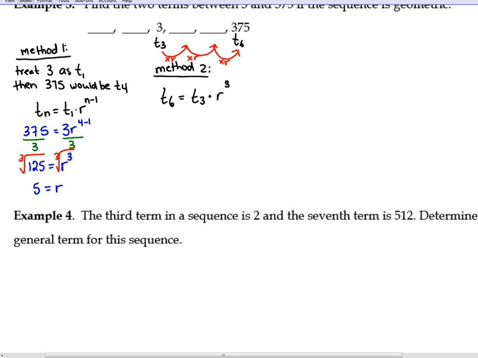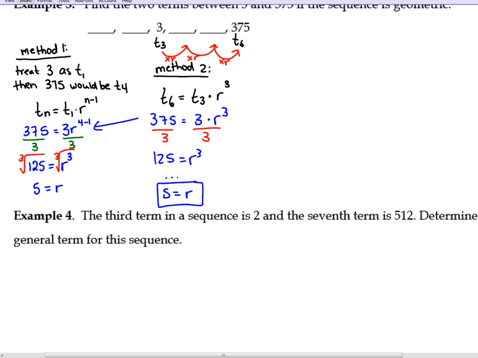Okay? And so from there, it's essentially the same formula, right? Because term 6 is 375. Term 3 is 3 times r cubed. Is that not the same thing as what we did here? I don't know, is it? Divide by 3, and then cube root it. It's the same thing, and so forth. 5 is equal to r. It's the same thing. So both methods work. It's really up to you. You can either build your own formula or treat term 3 as term 1, and then work backwards.